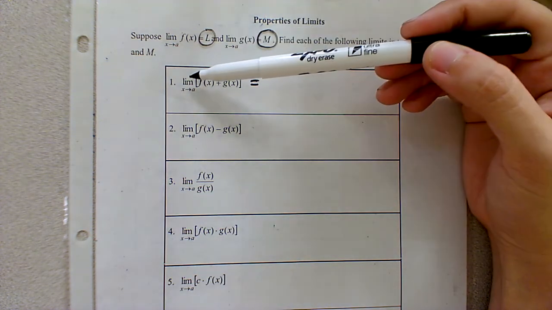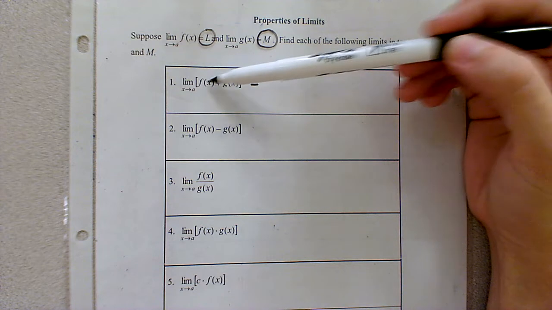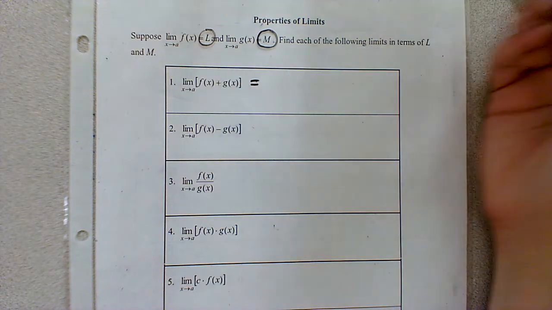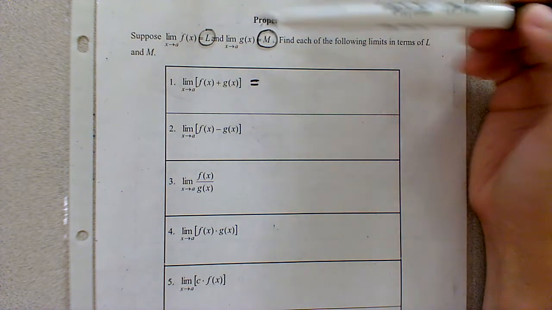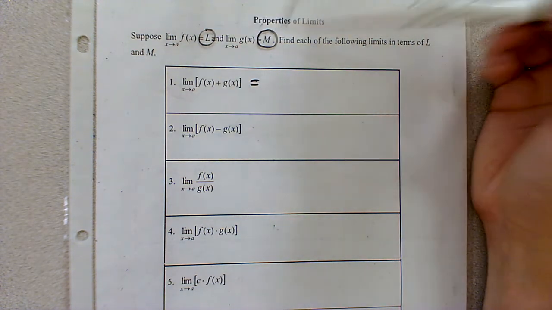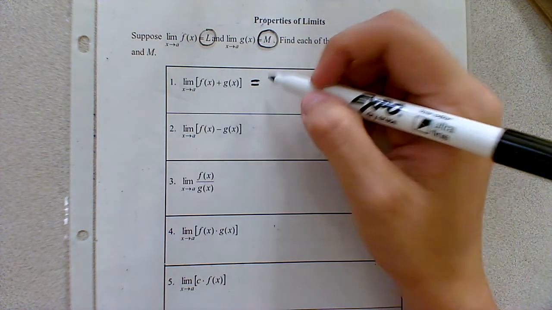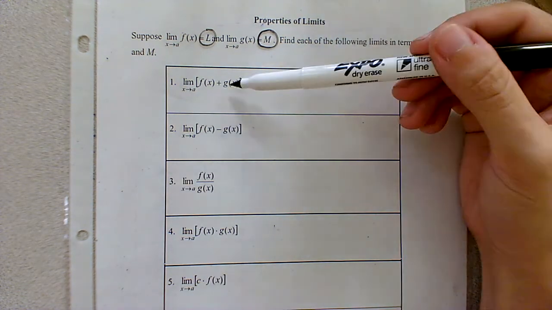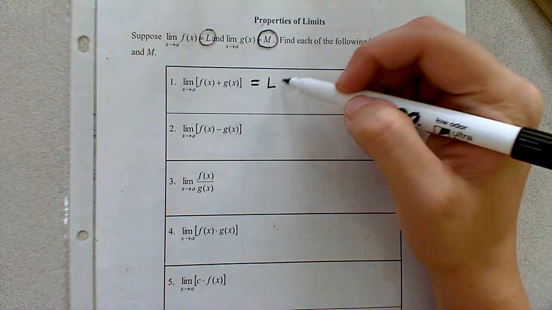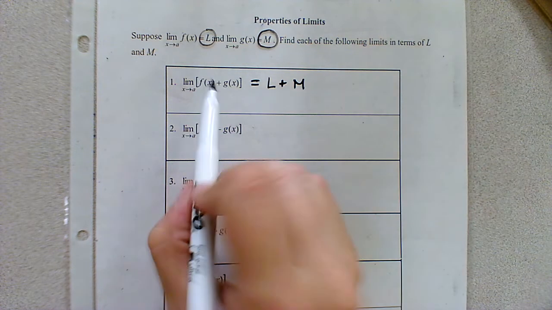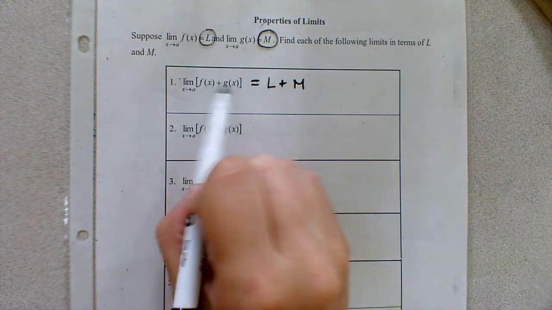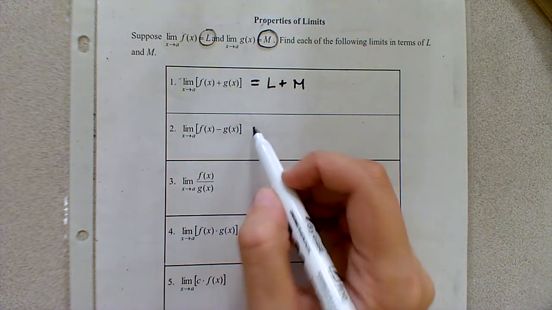So if we're going to try to evaluate the limit of the f and g function being added together, we can simply take a look at their individual limits, L and m, and add those together. So if the limit value for f was L and the limit value for g was m, we can add those together, and that would be the same limit as if we were to add the functions together.